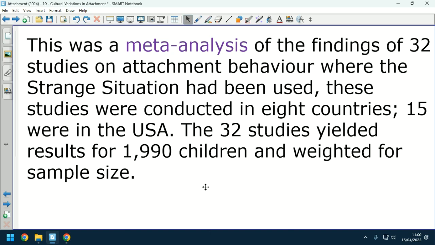This is quite significant because obviously being able to study a large amount of data, around nearly 2,000 children, could give us some understanding of what the attachment types are.